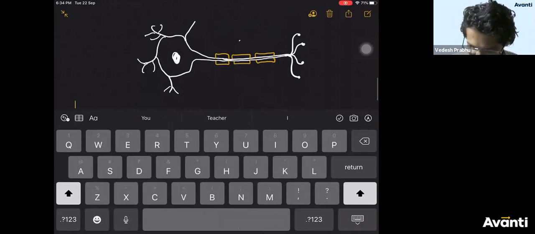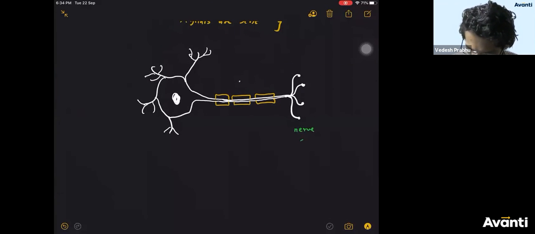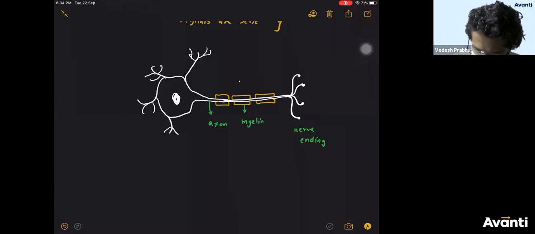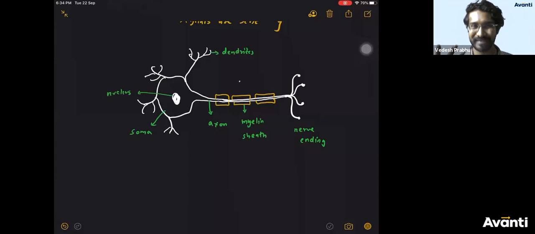So I'll just mention this as the nerve ending. This entire thing is my axon. This is my myelin sheath, the brown colored stuff. These are my dendrites. This center one is my nucleus. The middle one you call soma, which you will learn later.